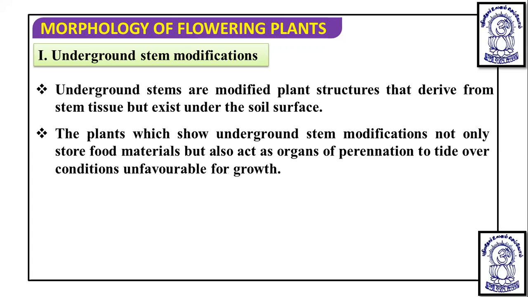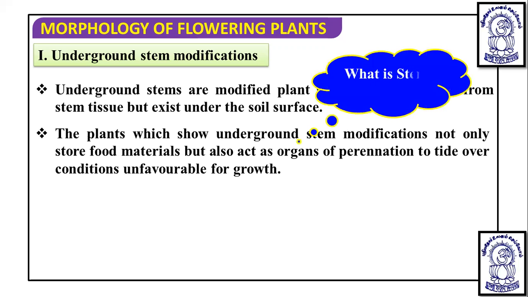perennation. They do not only store food material, but to pass the unfavorable conditions, they act as an organ of perennation. Perennation means to pass the unfavorable condition. So they not only store food material but they also act as an organ of perennation, or tide over conditions unfavorable for growth.